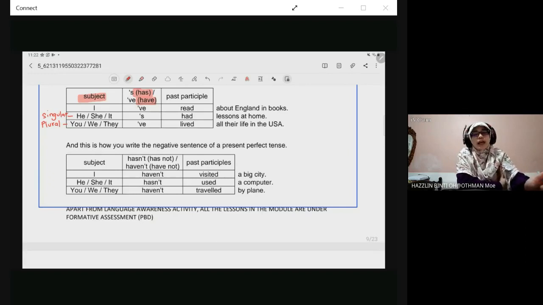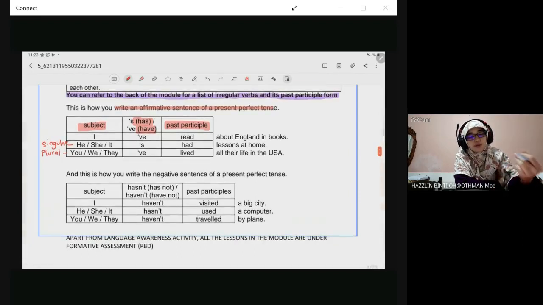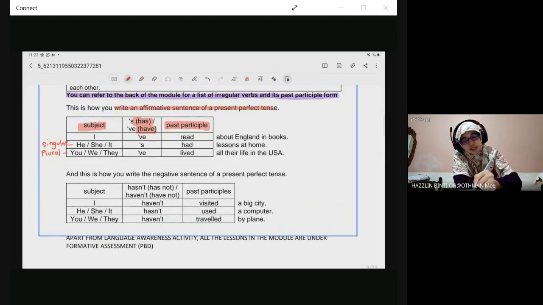And then in the third column, you have the past participle. So remember, when you write a present perfect tense, you must have these three things. You must have the subject, you must have has or have, and you must also have the past participle. Let's look at the sentences now. Let's look at the first one.